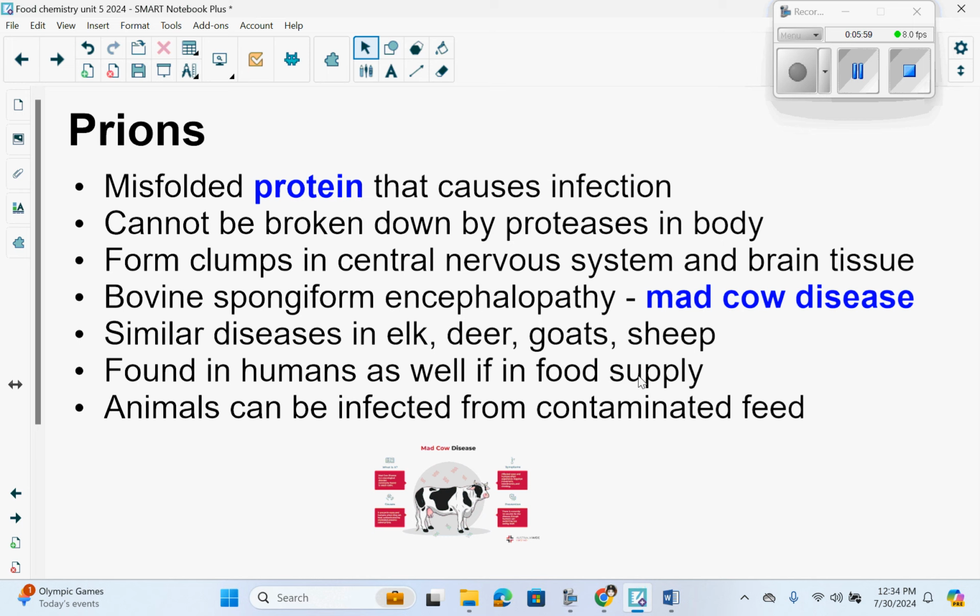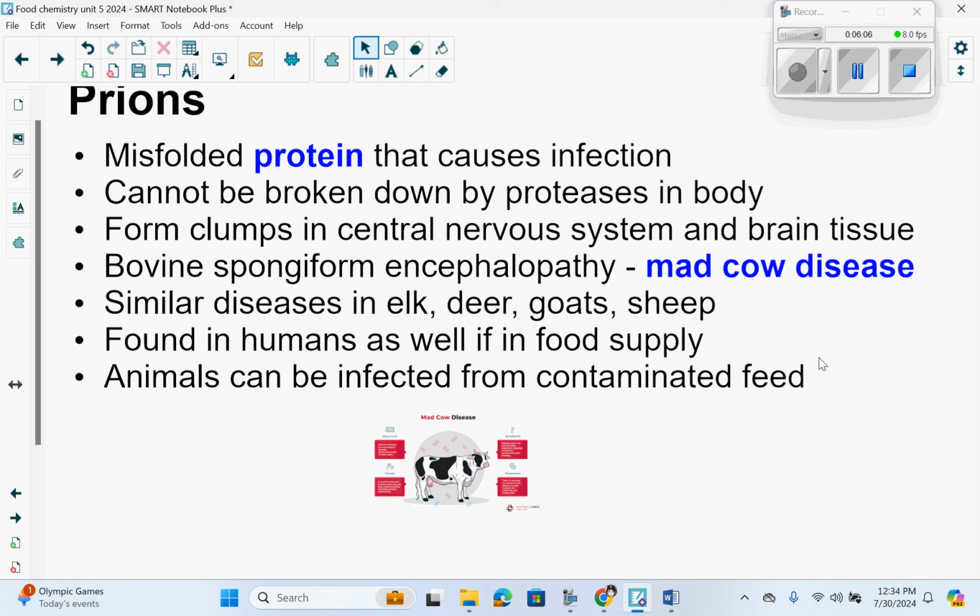Prions. These are misfolded proteins that cause infection. They cannot be broken down by proteases in the body. They form clumps in your central nervous system and brain tissue.